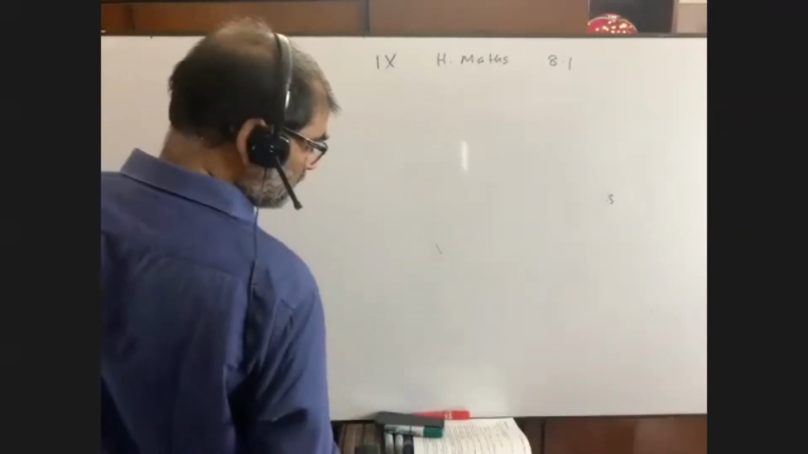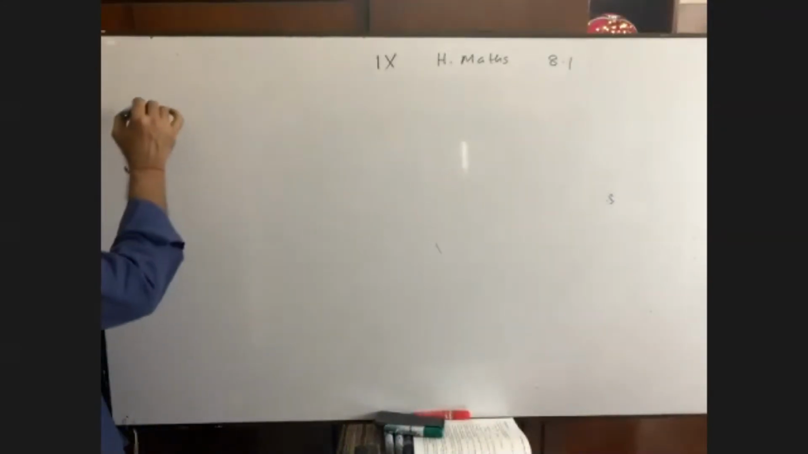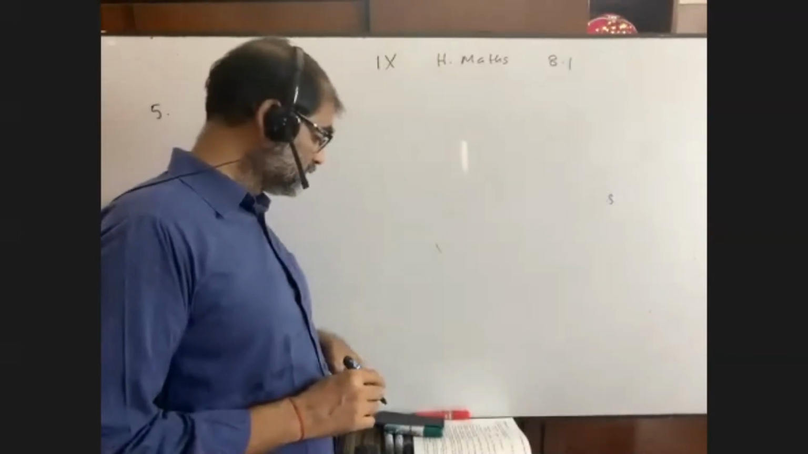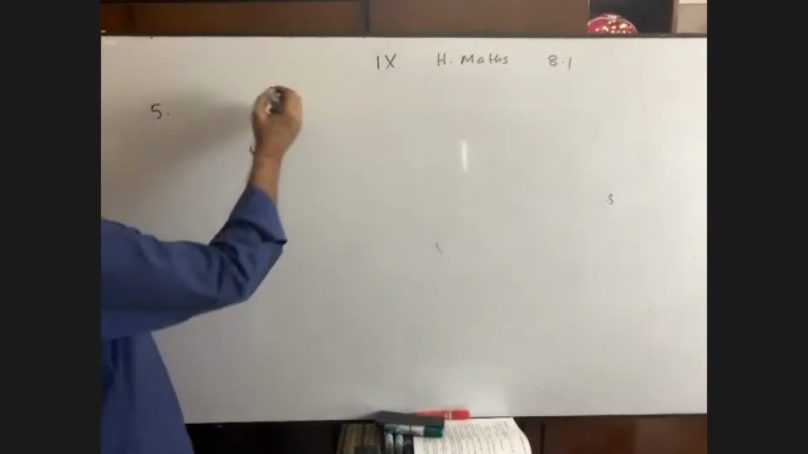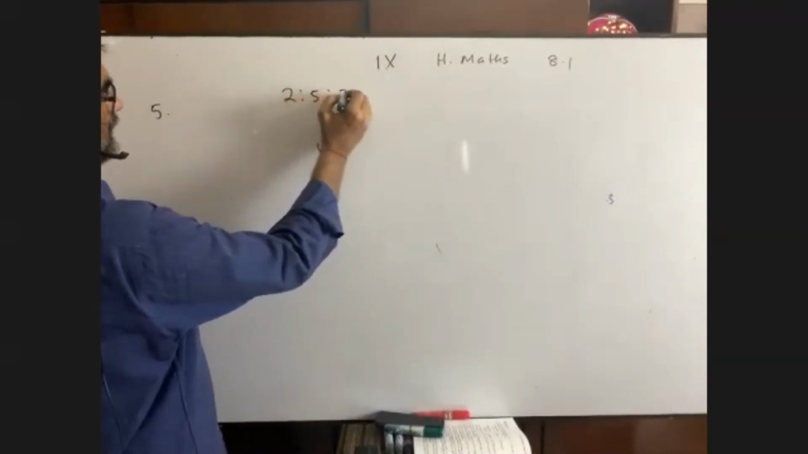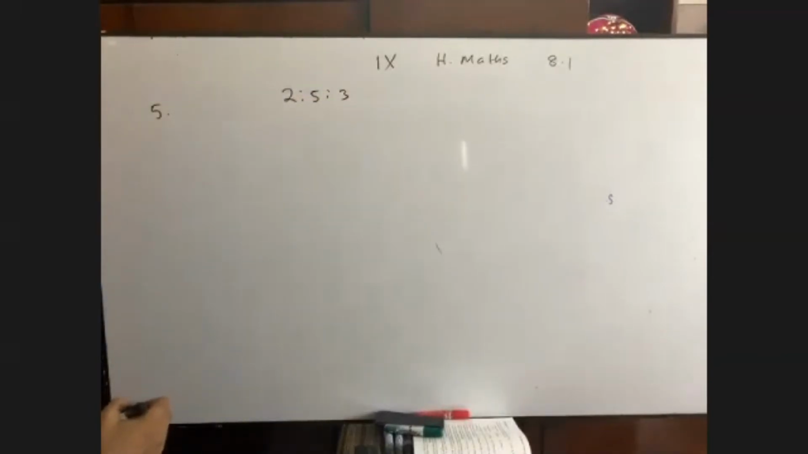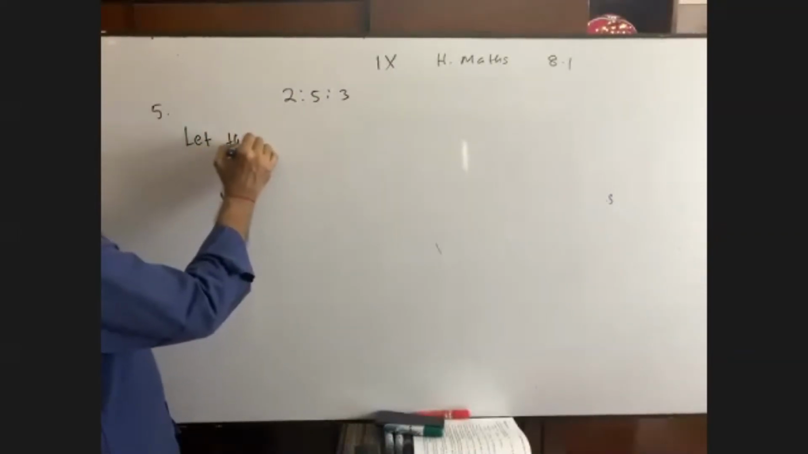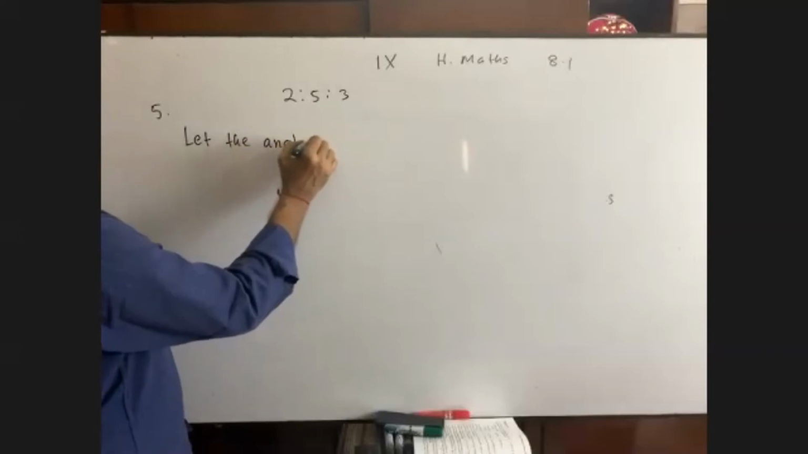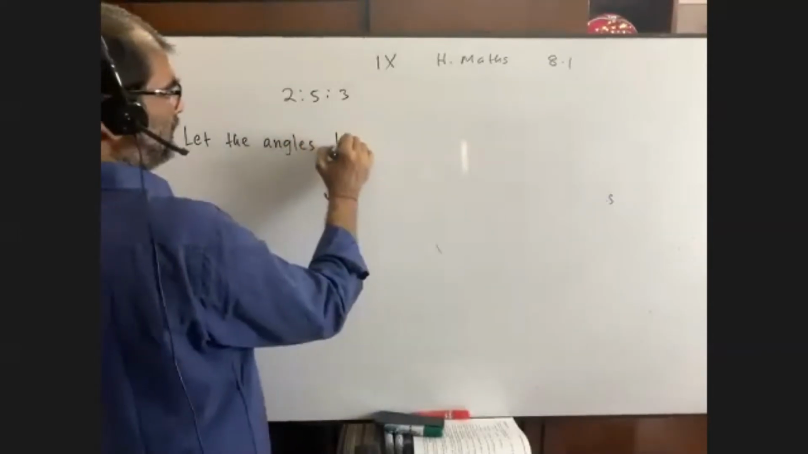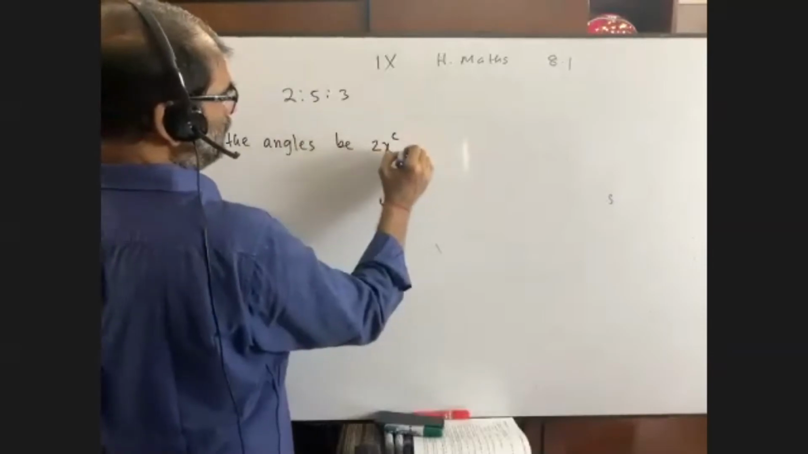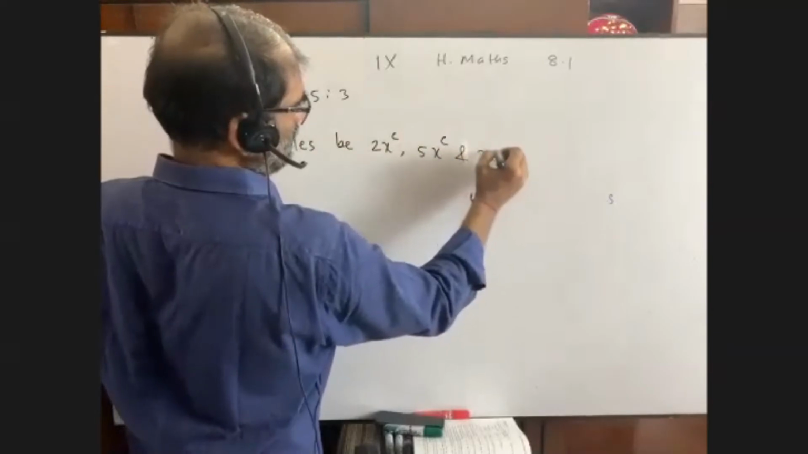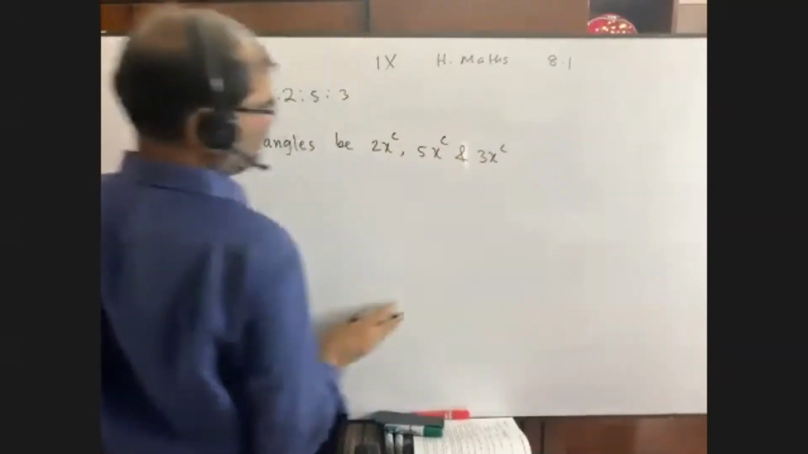Go to question number 5. The angles of a triangle are given in the ratio 2:5:3. What is the ratio? That day I did this type of math. Write down: let the angles be 2x radian, 5x radian, and 3x radian, right?